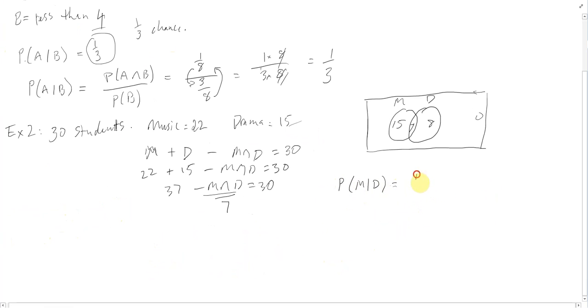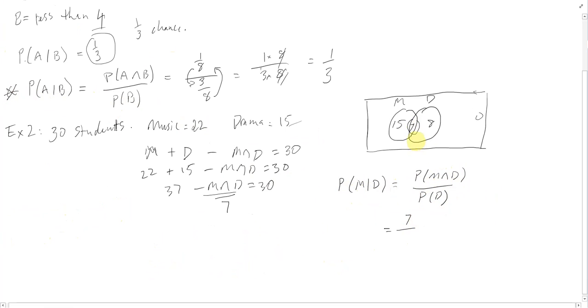Okay, so that's going to be the probability that they do music and drama, divided by the probability that they do drama. So that's using our conditional probability formula here. So probability of music, given that they do drama, is the probability that they do music and drama, divided by the probability that they do drama. So let's fill in the information that we know. The probability that they do music and drama, well, that's 7 here in the middle. So that's a 7.